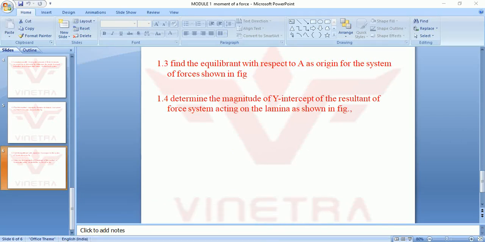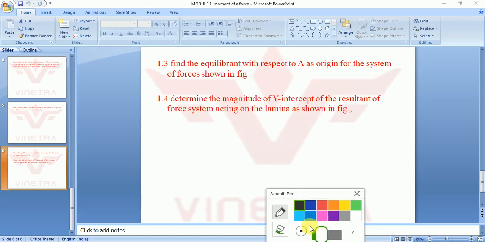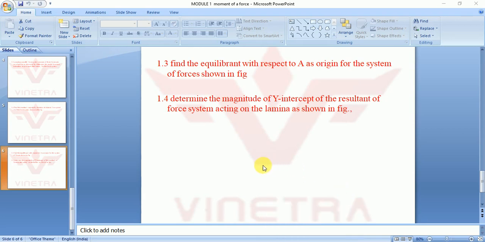So in this video, let us go for problem number 1.4. Determine the magnitude of the y-intercept of the resultant of a force system acting on the lamina as shown in the figure. So here they are asking what is the y-intercept.